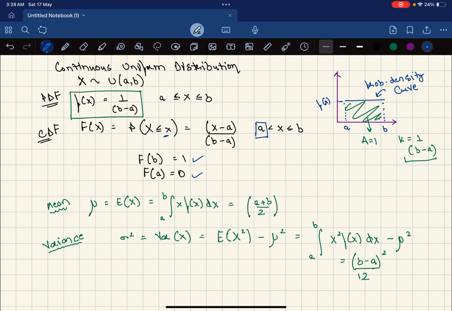Next, we also derived the mean and variance for the uniform distribution. So the mean was computed as the integral of the product of x with the PDF f(x) with respect to x over the whole x range, while the variance was computed as the difference between the second moment of x and the square of the mean, which is computed above. And this came out to be (b minus a) whole square upon 12. So these are the metrics for the continuous uniform distribution which we have looked at till now.